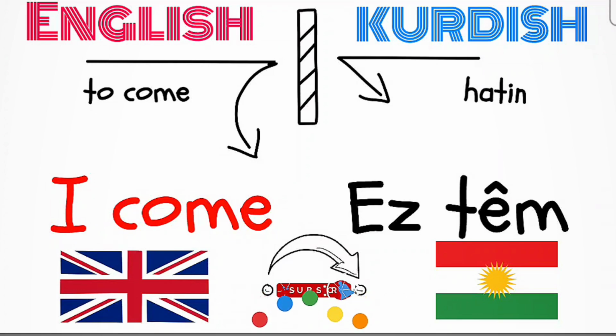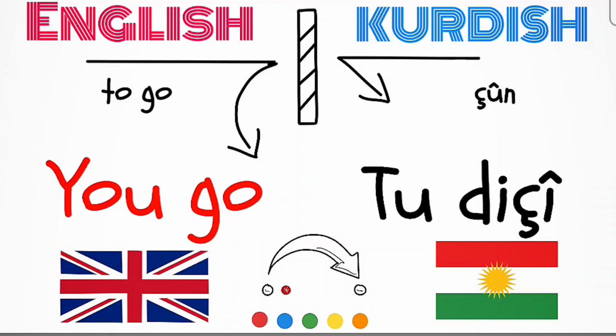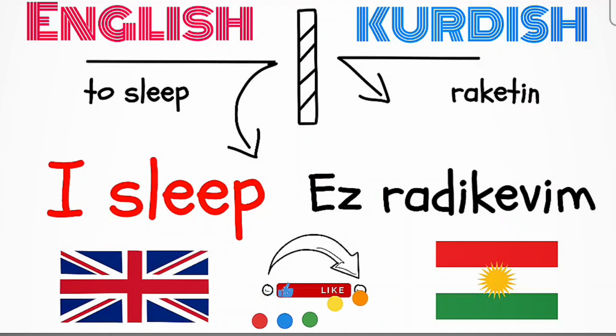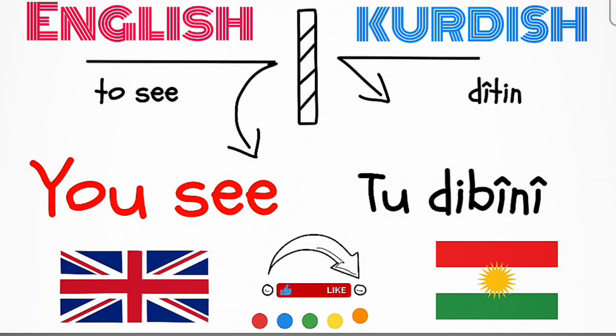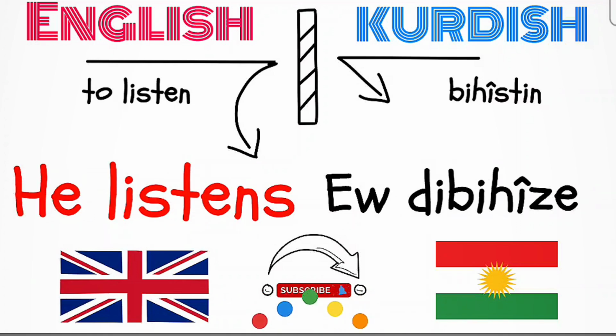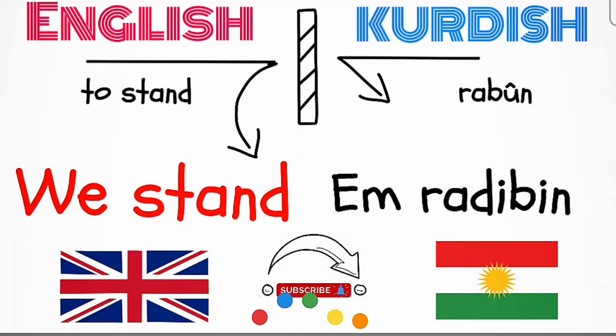Let's look at the sentences again and repeat them together. To come. In Kurdish, hatın. I come, as them. You go, to chi. He runs, ev dreve. I sleep, as radikevim. You see, to dibini. We talk, am ahaftin. He listens. We stand, am radibin.